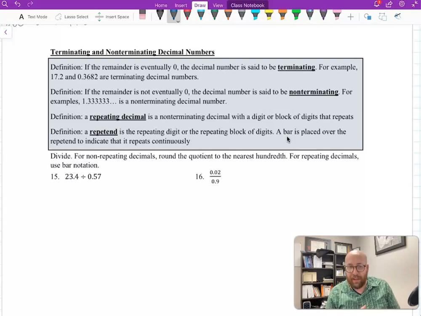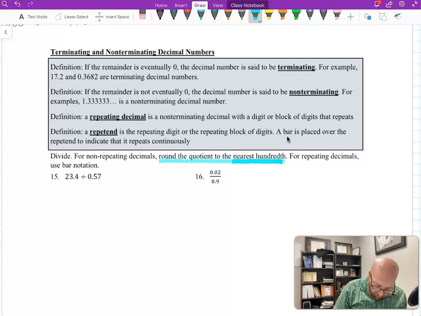Okay, so let's look at some examples. Divide. For non-terminating decimals, round the quotient to the nearest hundredth. For repeating decimals, use the bar notation. So, pay attention to your instructions.